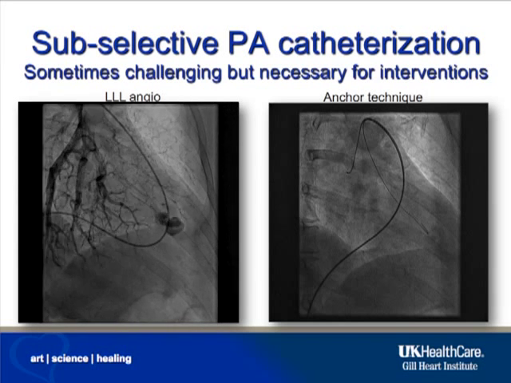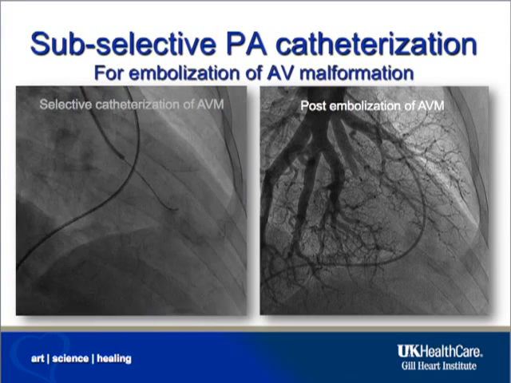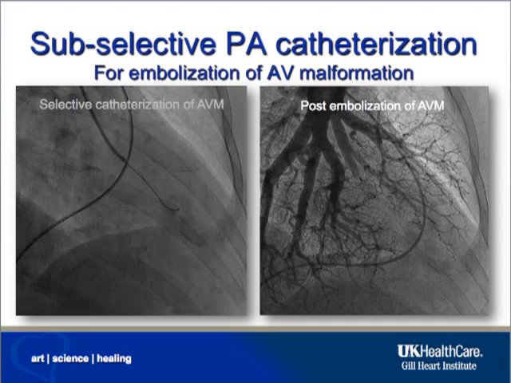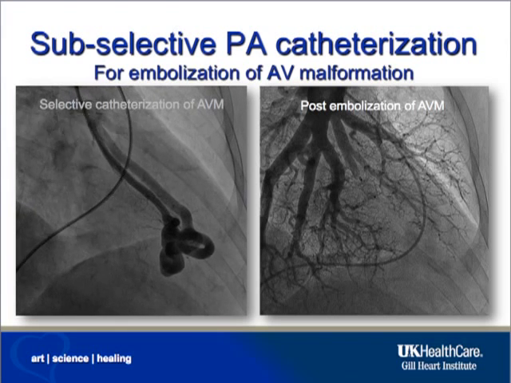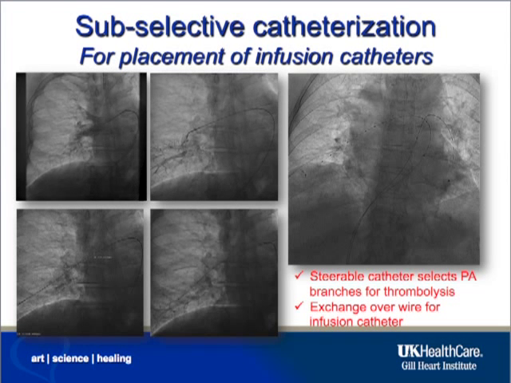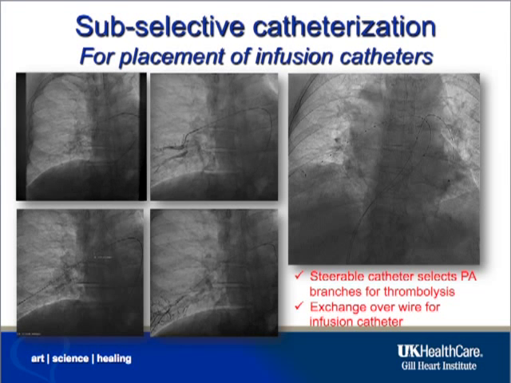On the left image, our subselective techniques have allowed us to select out an AVM in a young stroke patient. As you can see in the right image, we then successfully occluded the AVM. As we have identified, subselective techniques are important for the identification of structural abnormalities, as well as for the identification of subsegmental emboli. Steerable catheters will help select branches that have the highest thrombus burden and allow for the placement of infusion catheters in the subselected vessels.